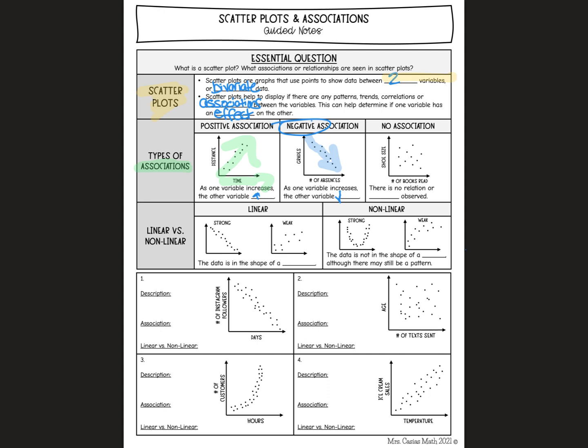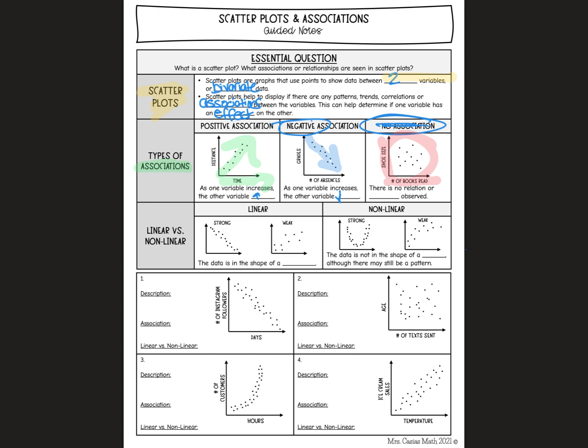And then at last, we have no association. Okay? And by no association, look at this scatter plot. What do you think the relationship between the number of books read and your shoe size is? Okay, your number of books read and your shoe size. And look at this here. It's completely random. Okay, do you think that there is any type of association or effect that the number of books you read has on your shoe size?